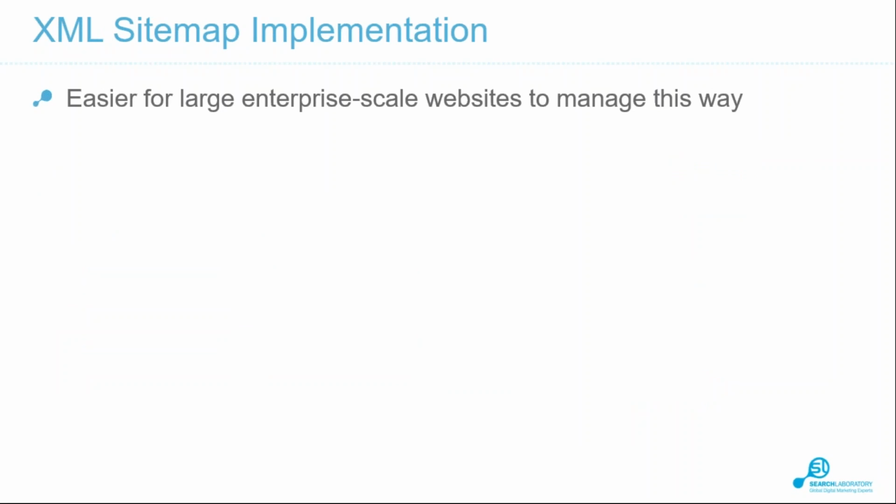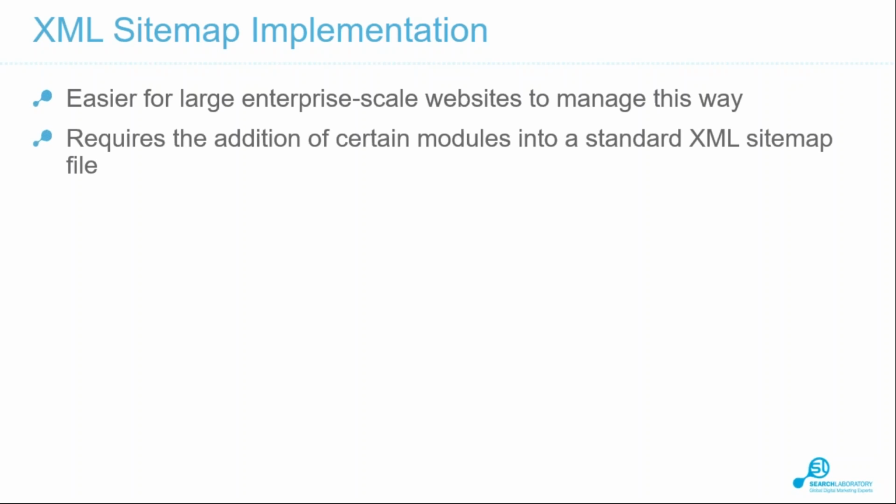The alternate way to implement hreflang, as I mentioned, was to use the XML sitemap. Now this is becoming a lot more popular nowadays. However, typically it would be used for larger, more enterprise scale websites. It's much easier to manage and much easier to maintain over time by seeing this implemented within the XML sitemap. Easier to update and maintain as well.